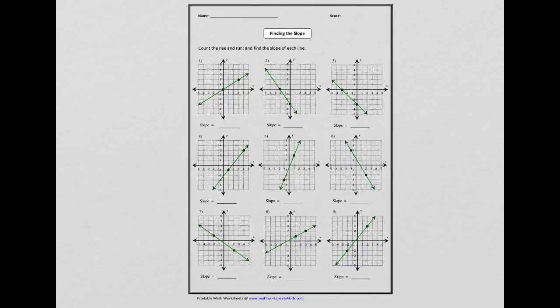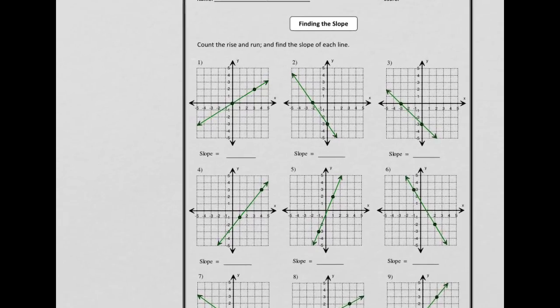Today we are going to work on finding slope when given a line. There are many different ways to find slope. This is one of the ways. Let's take a look at number 1.